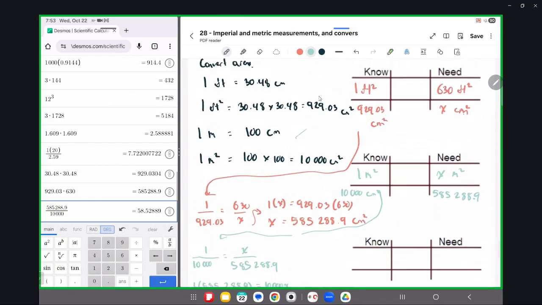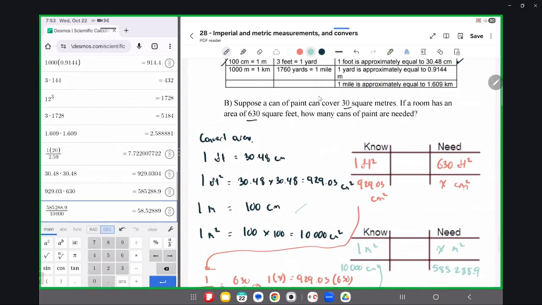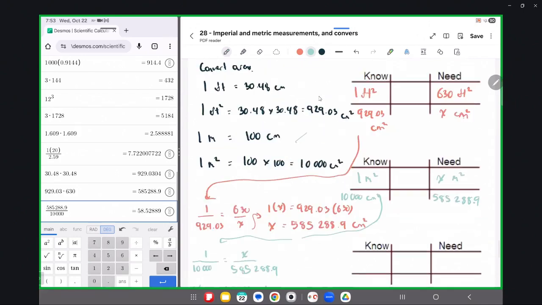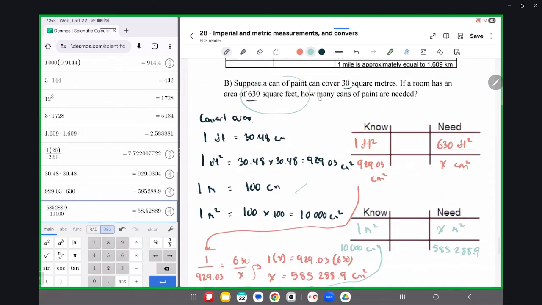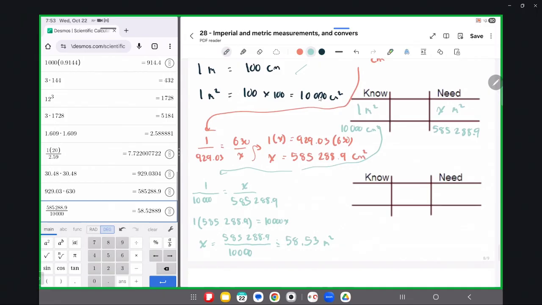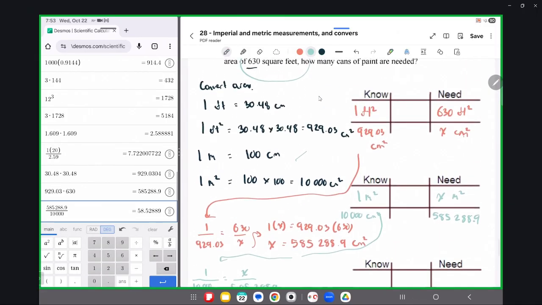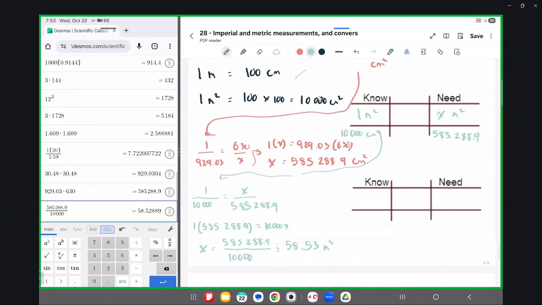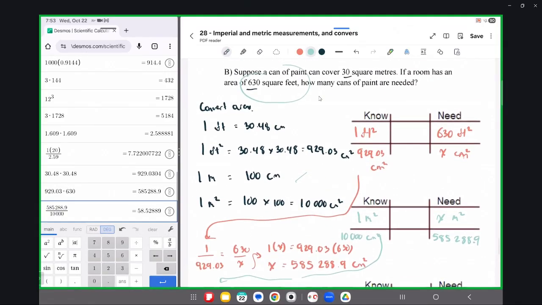Okay, so let's kind of recap where we ended up. So we know a can of paint covers 30 square meters, and we found a room that has an area of 630 square feet. We found that that was equal to 58.53 square meters. What we had to do first was figure out our conversion ratios. So 1 square foot was 929.03 square centimeters. 1 square meter was equal to 10,000 square centimeters. Performing the following, we ended up with the room being 58.53 square meters.